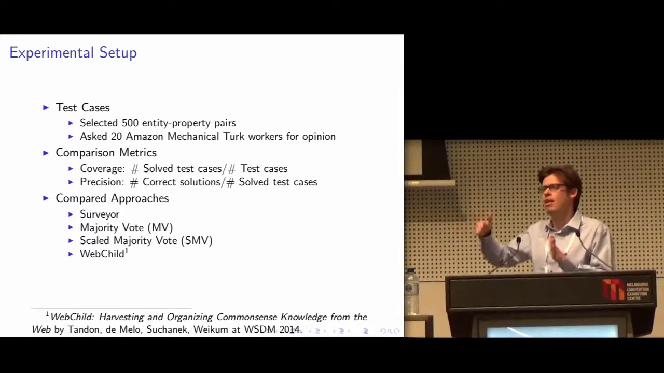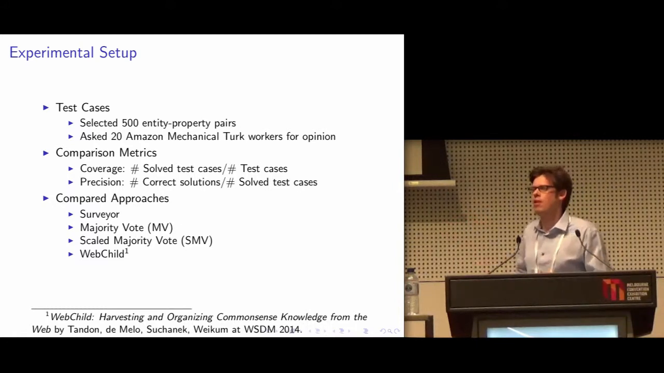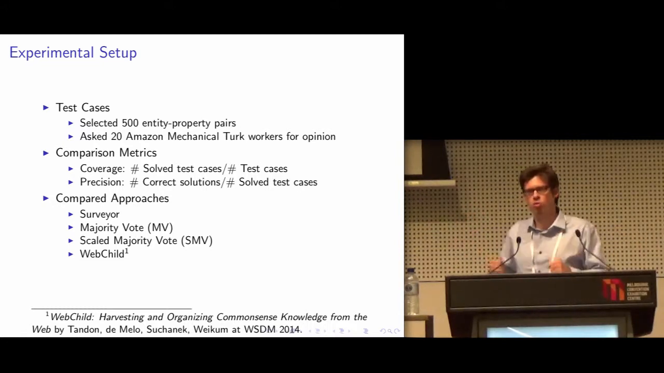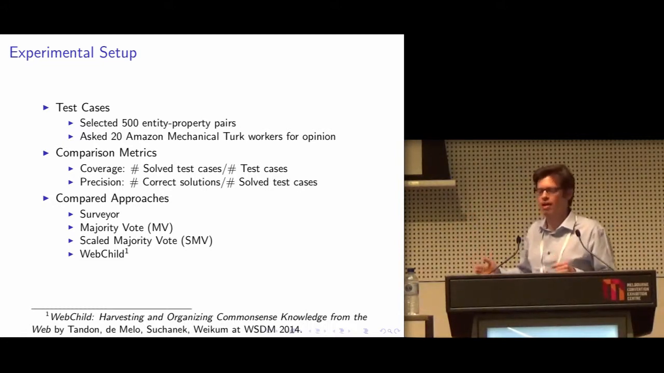So, meaning for how many knowledge-based entities can we infer something with high confidence, and in terms of the precision, meaning for which ratio of test cases was the solution correct. We compare Surveyor against 2 naive baselines, majority vote and scaled majority vote, which do not use probabilistic models, and we compare against the WebChild system, which is a state-of-the-art system for mining common sense properties from the web that is, however, not targeted at subjective properties.